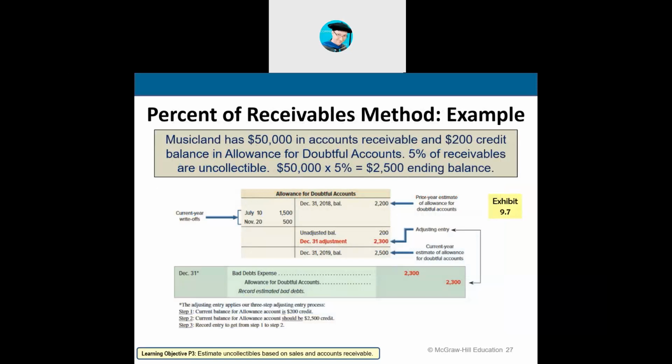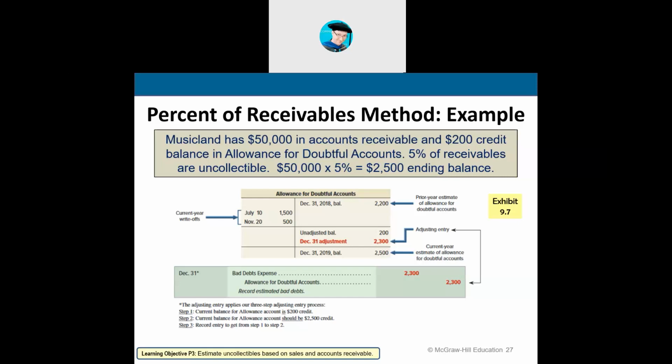We have 50,000 in credit sales, 200 in our balance. 5% of receivables are going to be uncollectible. That's high. That's high in my opinion anyway. We made 50,000 in accounts receivable times your 5%. That's $2,500 that we will end with in our allowance for doubtful accounts. You can see that this is obviously based off of the current year information.